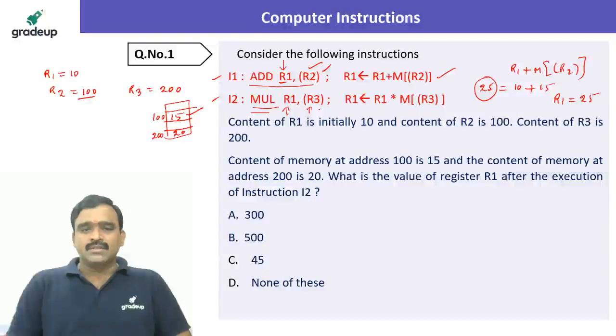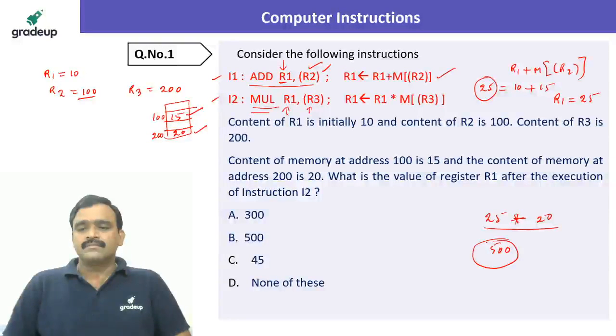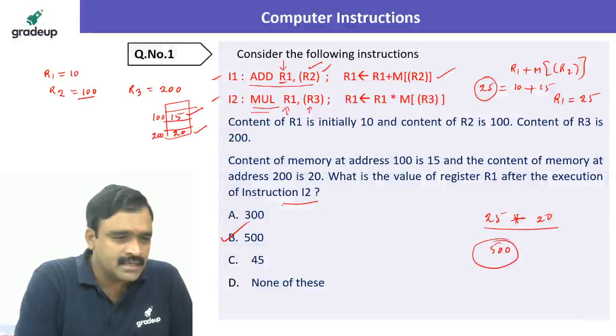R1 comma R3. So what is R3 value? 200. You have to go to memory at address 200, which means 20. So 20 is one operand. So that is added to R1. So R1 is 25. So not addition, it is a multiplication. So 25 star 20. So it is 500. Okay. So 500 is a value. So finally we get into R1 after the instruction I2 is executed. So option B is the right option exactly.